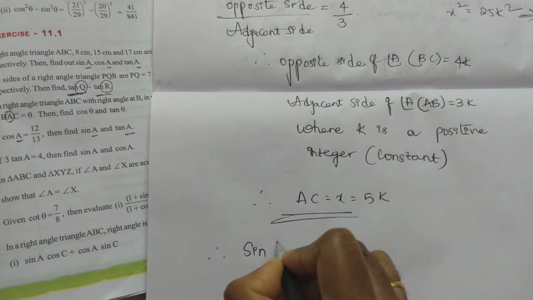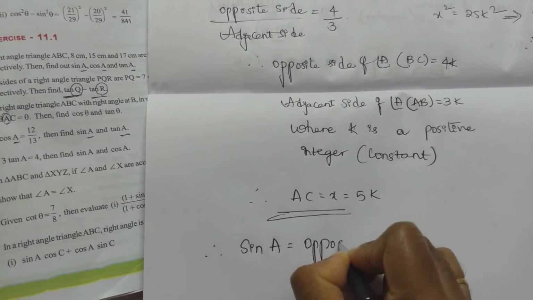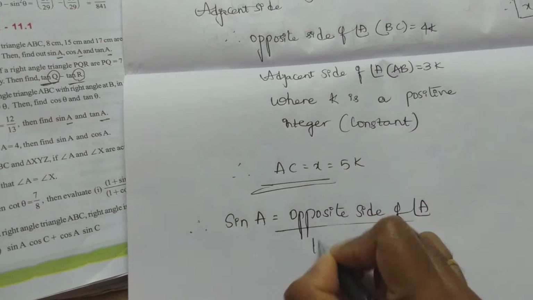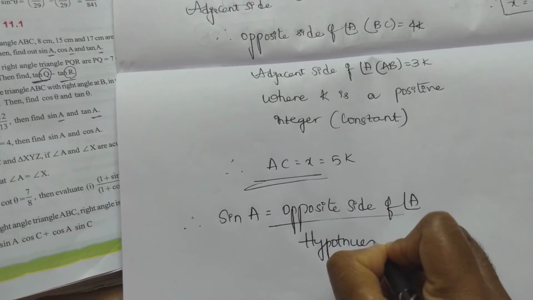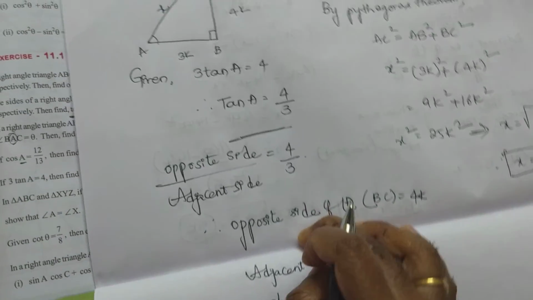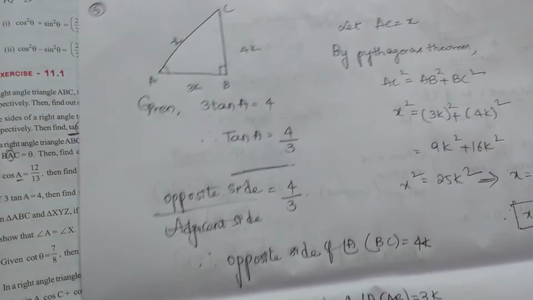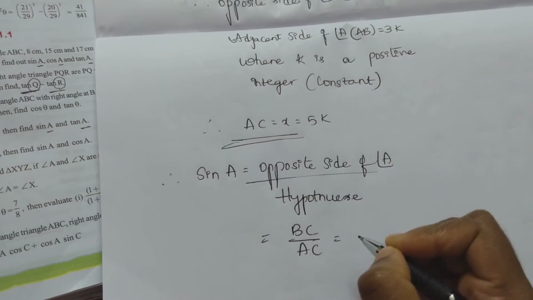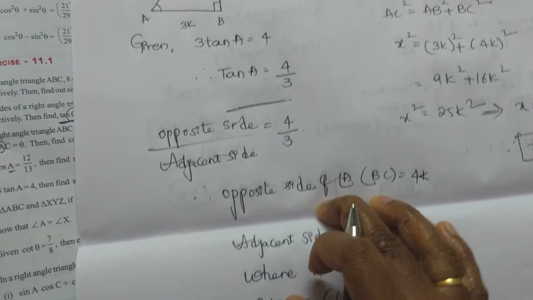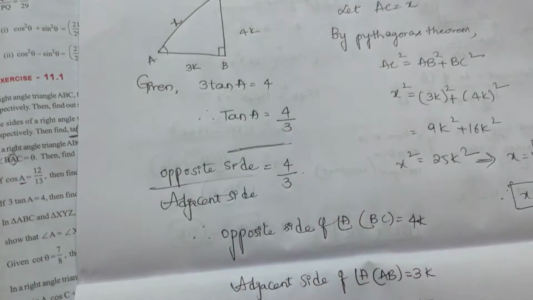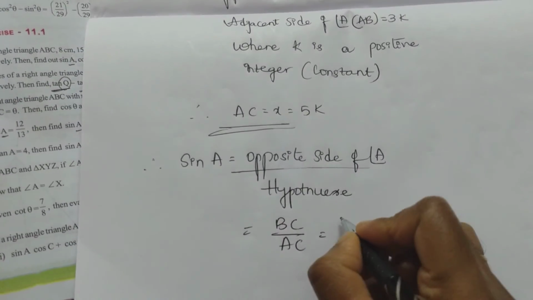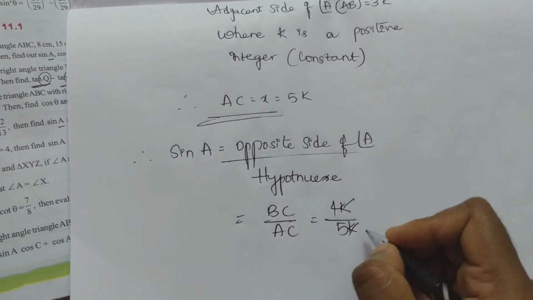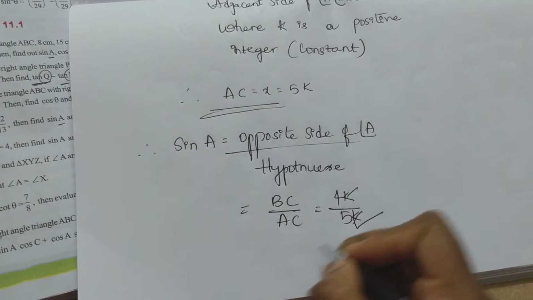Therefore sin A equals opposite side of angle A by hypotenuse. What is the opposite side of angle A? Here it's BC by AC. Correct? That equals BC by AC. What is BC here? In the figure you can see it's 4K. x we got as 5K. That equals 4K by 5K, K and K will be cancelled off. Therefore sin A value is 4 by 5.